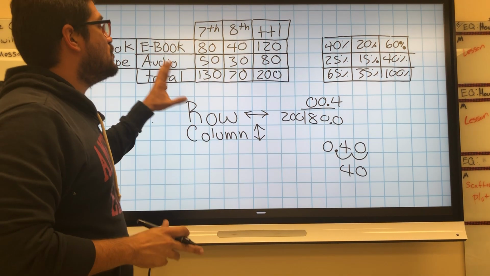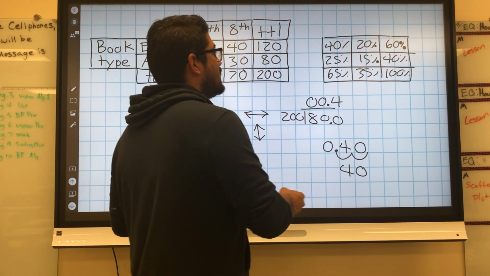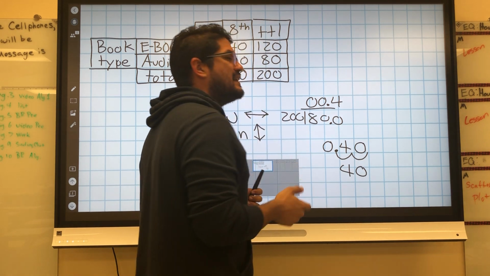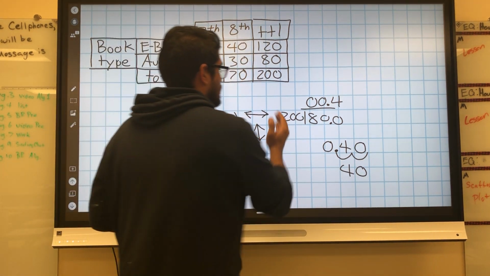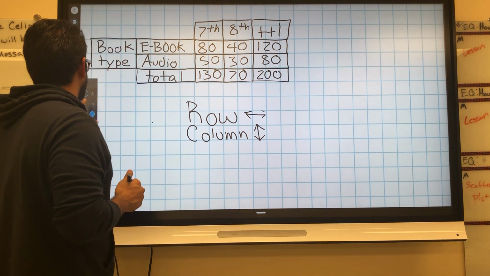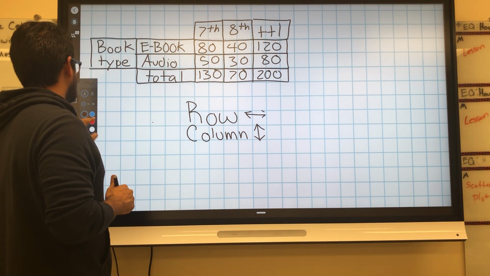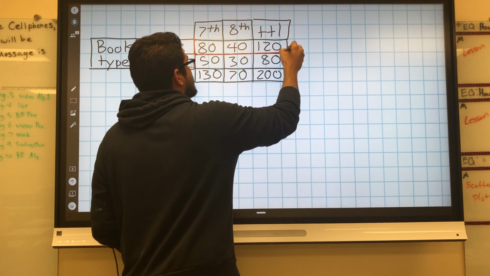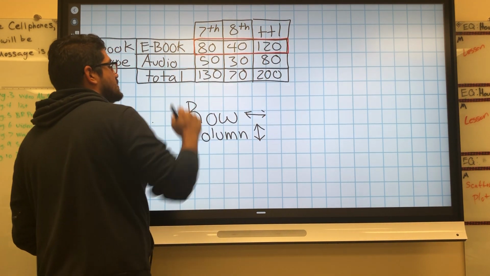But that's if I don't use the word row or column. What happens if I do use the word row or column? What am I dividing by now? Does anything change? It does. If you say row, that means you're looking at every row on its own. Okay, so you'd be looking at just this information here. Just this row.